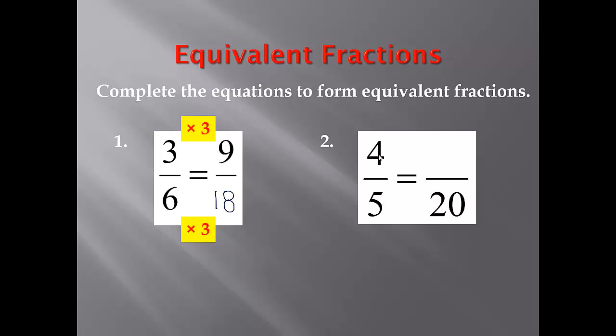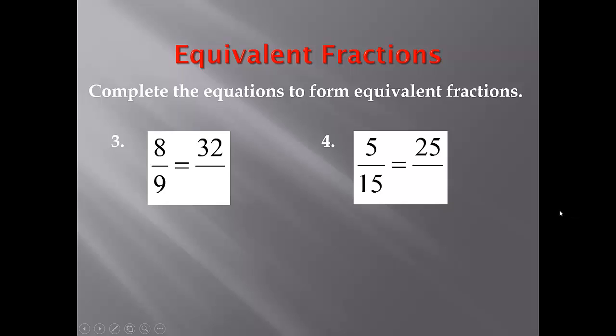Now for number 2, we have 4/5 equals something over 20. We have 5 in the denominator of the first fraction, and we have 20 in the denominator of the second fraction. So to go from 5 to 20, we're going to multiply by 4. To make these equivalent, we will do the same thing for the numerator. So we're going to multiply 4 in the numerator times 4, and that will give us 16. So 4/5 is equal to 16/20.